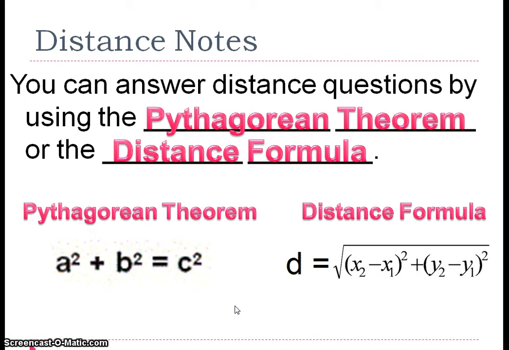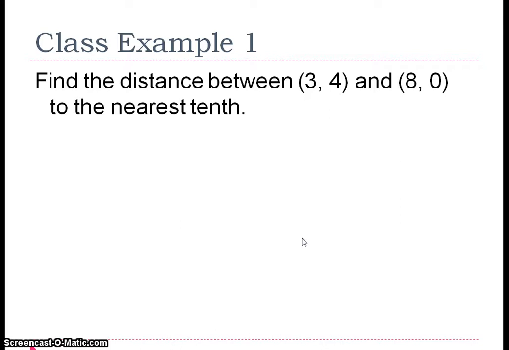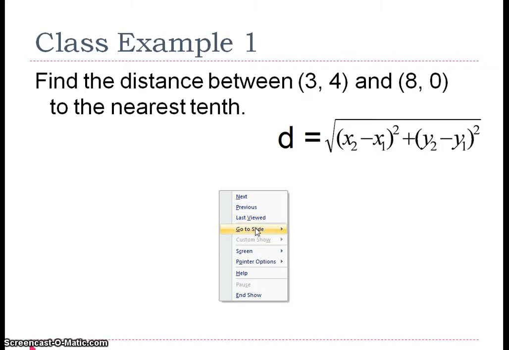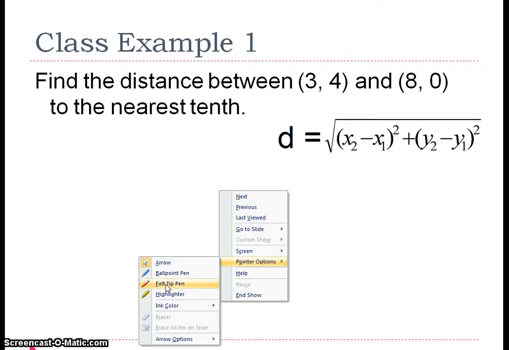Alright, so let's go ahead and get into our first example. We're going to find the distance between the point 3, 4 and the point 8, 0, and we're going to round our answer to the nearest tenth. So we've got to be really careful with our rounding. You guys are going to make a lot of rounding mistakes, and it's going to make all the difference in the world on a problem. So no rounding errors. Alright, so like I said, I'm going to use the Pythagorean theorem, but right now I'm going to show you how to use the distance formula. So I'm going to show you once how to use the distance formula.